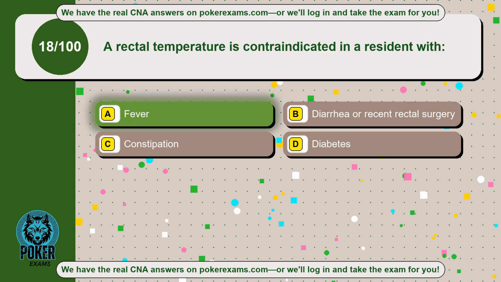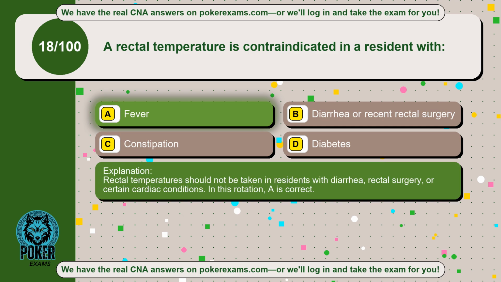The correct answer is option A, fever. Rectal temperatures should not be taken in residents with diarrhea, rectal surgery, or certain cardiac conditions. In this rotation, A is correct.